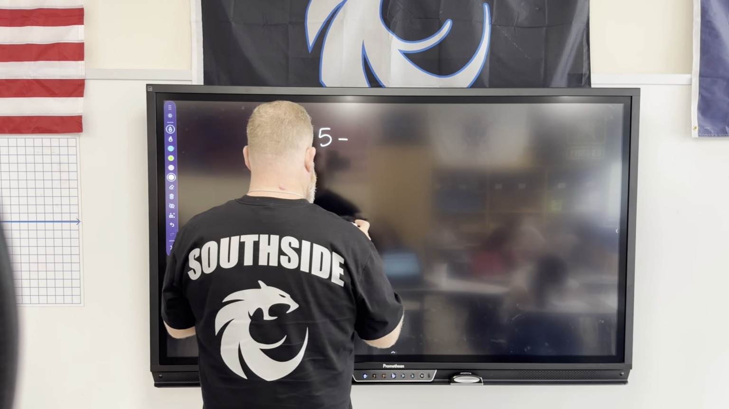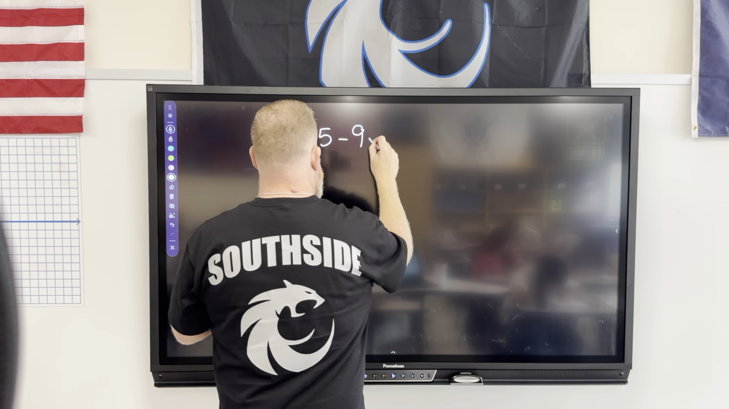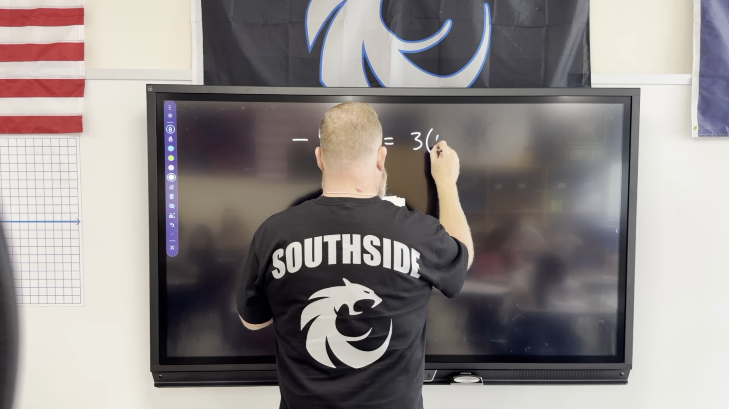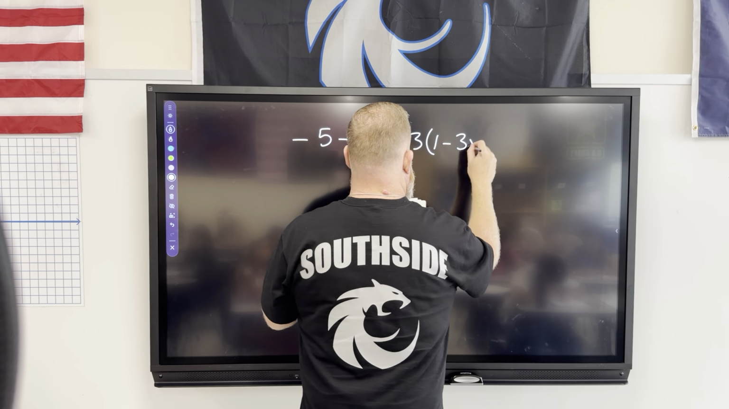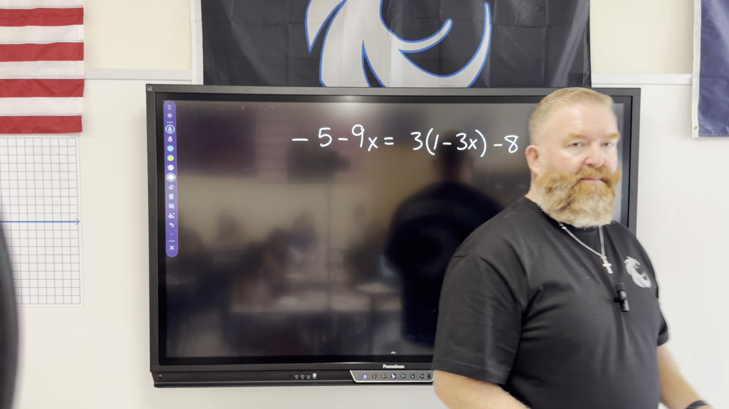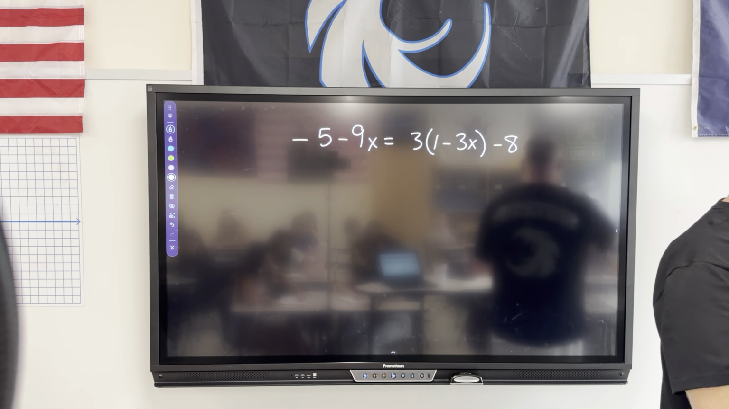-5 minus 9x. I already told you what this answer was going to be, but I want you to find it. I want you to work it out still. Everybody, yes? -8. Distribute first and then combine like terms on the right-hand side. I'm going to let you guys work for a second. Ready? Go.